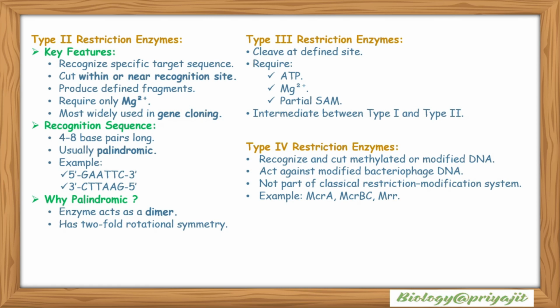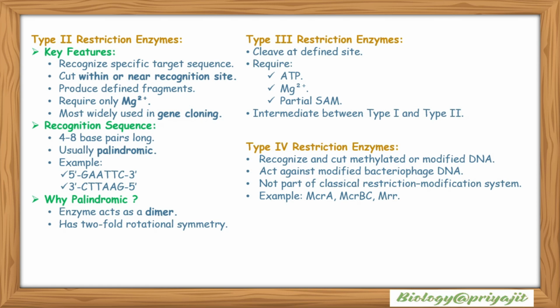So why is it palindromic? The enzyme acts as a dimer. It has two-fold rotational symmetry. Type 3 restriction enzyme: a type 3 restriction enzyme cleaves at a defined site. It requires ATP, Mg2 plus and partial SAM, S-adenosyl methionine, and it is the intermediate type between type 1 and type 2. Type 4 restriction enzymes recognize and cut methylated or modified DNA.